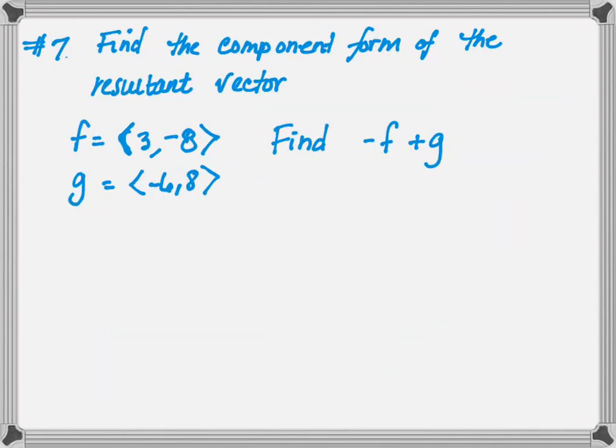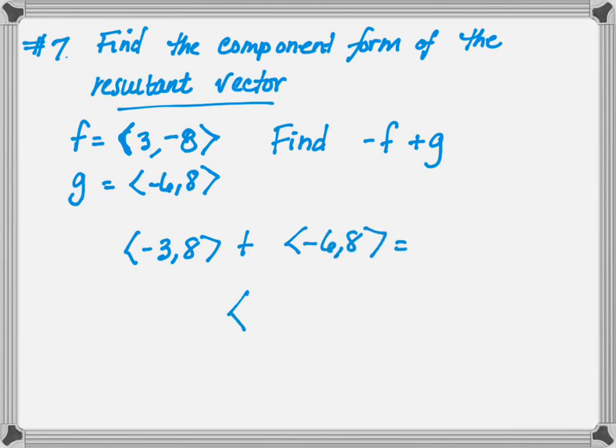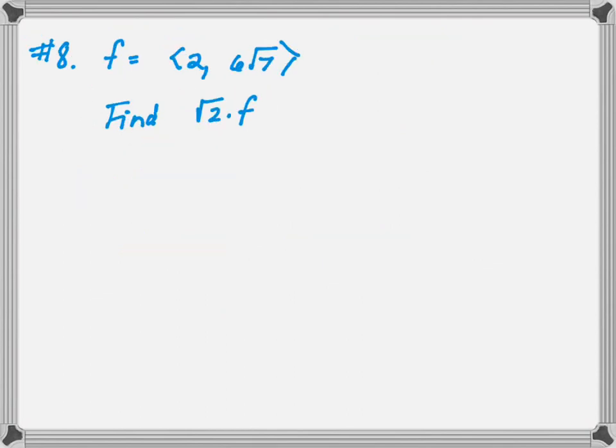It says find the component form of the resultant vector. So these are the ones where you do addition and subtracting and things. So we have -f plus g. Let's rewrite f as negative f. That would be -3, 8, plus g, which is -6, 8. So the resultant vector would be -3 plus -6 is -9, and 8 plus 8 is 16. So these are pretty nice. -9, 16 would be the answer to number 7.